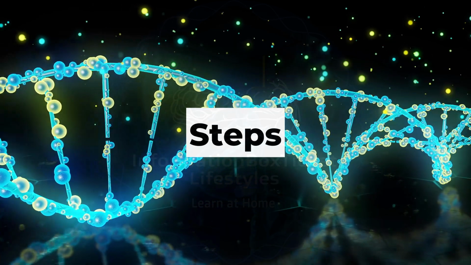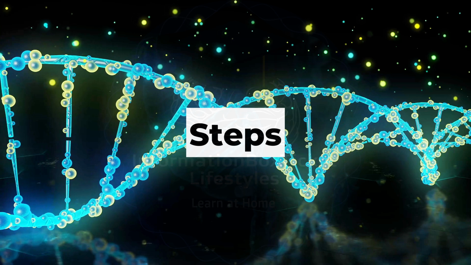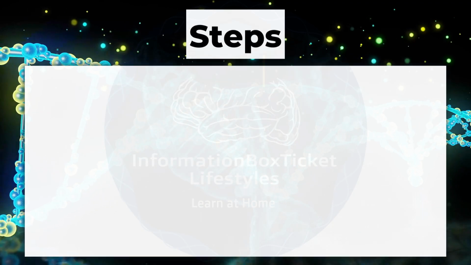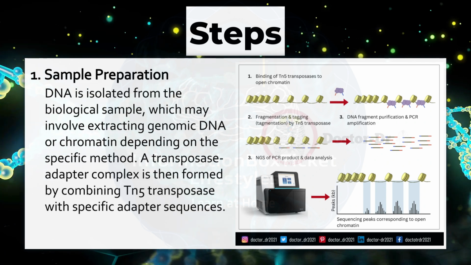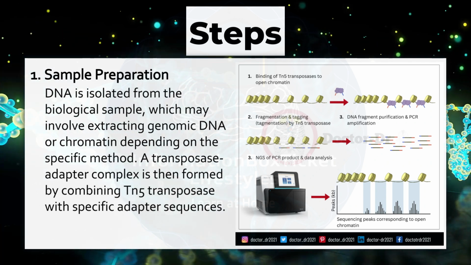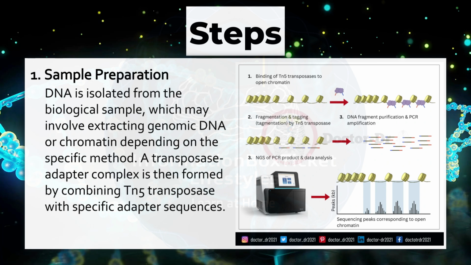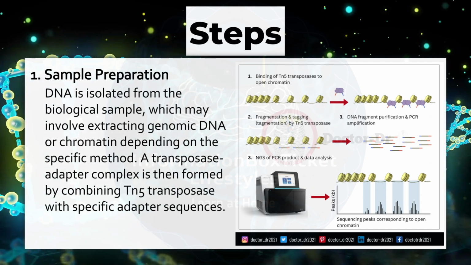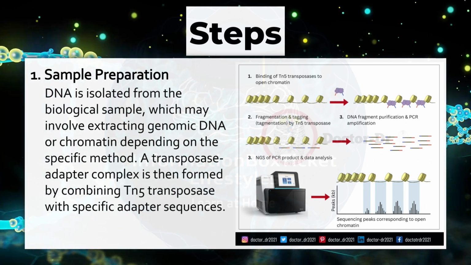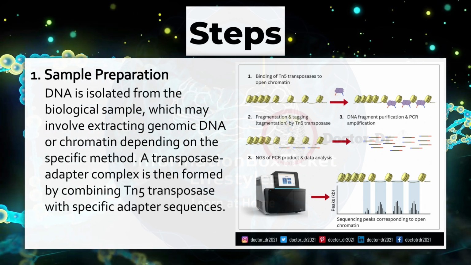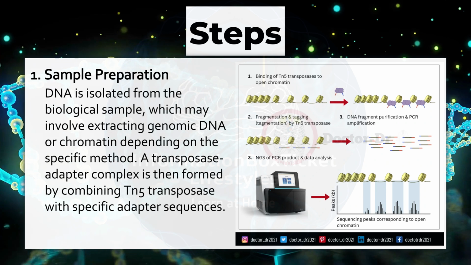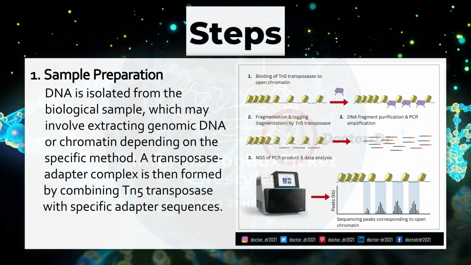Steps of transposase-based sequencing. Sample preparation. DNA is isolated from the biological sample, which may involve extracting genomic DNA or chromatin, depending on the specific method. A transposase adapter complex is then formed by combining Tn5 transposase with specific adapter sequences.